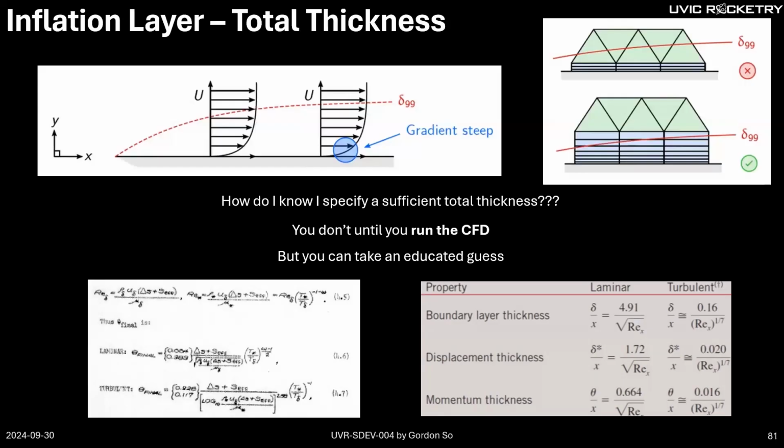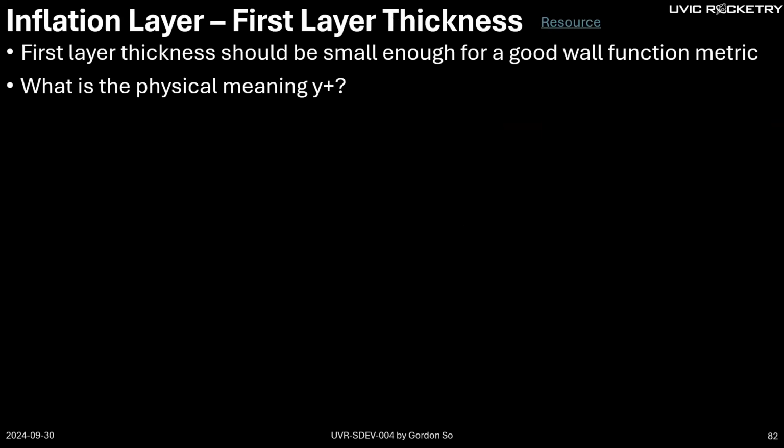And you may ask, oh, which one should I choose? Just choose the biggest one to start with and then see. That's the only thing that you can really do. So for first layer thickness, we circle back to Y plus. Y plus is seeing if you're doing it right, if the first layer is thick enough. But what is the physical meaning?